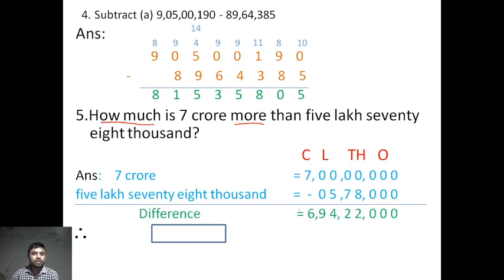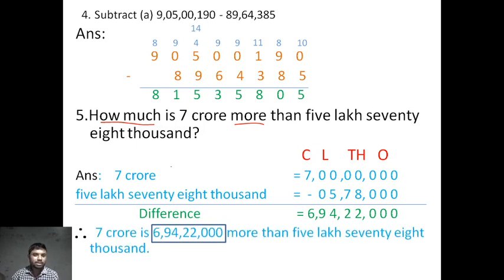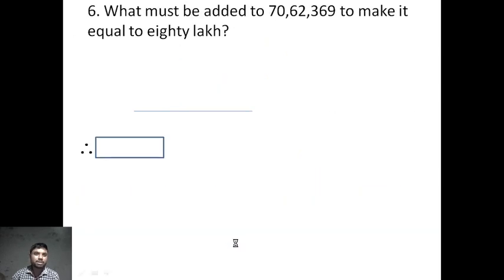Okay, now see the difference. How much more? We'll do the difference. Just do the subtraction. Is it clear, my dear students? Okay, do the calculation like this, borrowing. Okay, now write the answer statement. 7 crore is this much more than 5,78,000. Okay, come to question number 6.